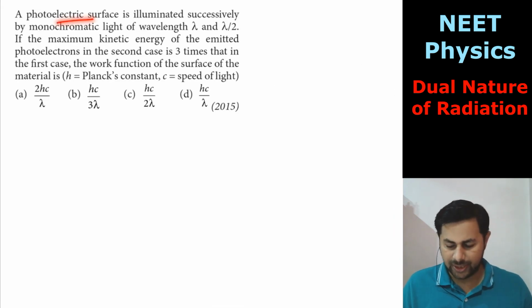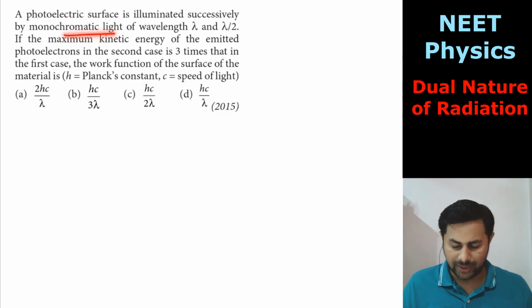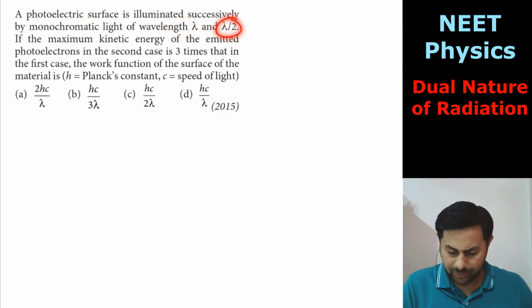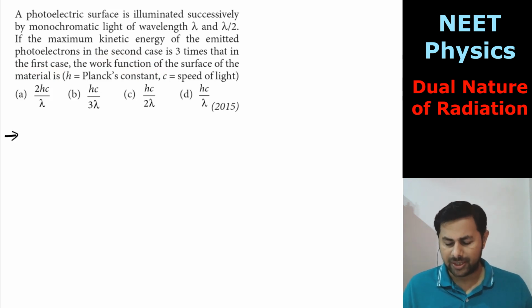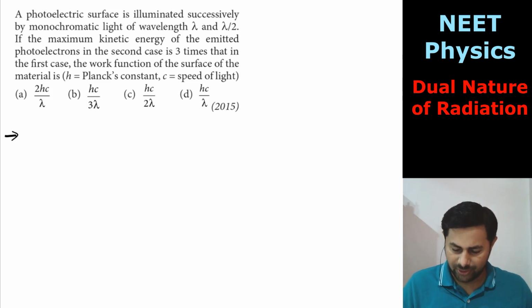A photoelectric surface is illuminated successively by monochromatic light of wavelength lambda and lambda by 2. So first we use wavelength lambda, then lambda by 2. If the maximum kinetic energy of emitted photoelectrons in the second case is 3 times that of the first case, the work function of the surface of the material is. So again, this is simple. This is simpler than the last one, right? So first you use wavelength lambda, and then lambda by 2. So maximum kinetic energy in the second case is 3 times that of the first case.